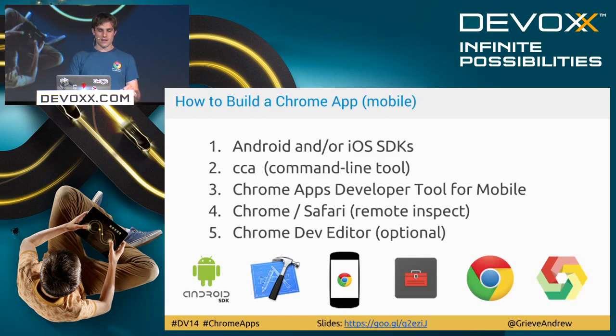Okay. Mobile things get a lot more interesting and a little bit more complicated. So before you even can start to write code, what do you need? Well, you need the Android or iOS SDKs. You need our command line tool, our Chrome Apps developer tool for mobile. It's a companion application, so I would recommend getting that. You need Chrome and Safari for remote web inspector and remote dev tools. And then, of course, Chrome Dev Editor.